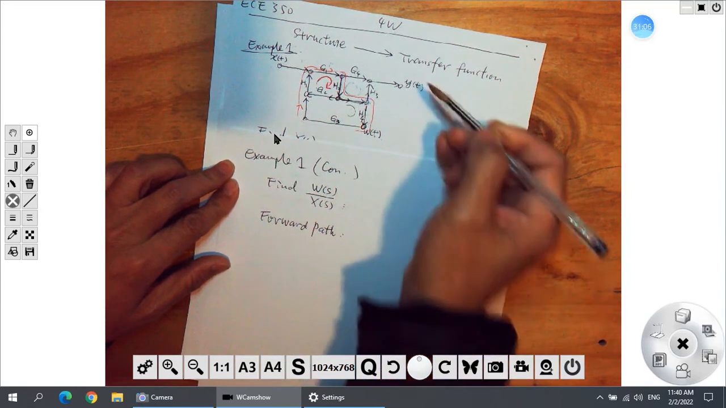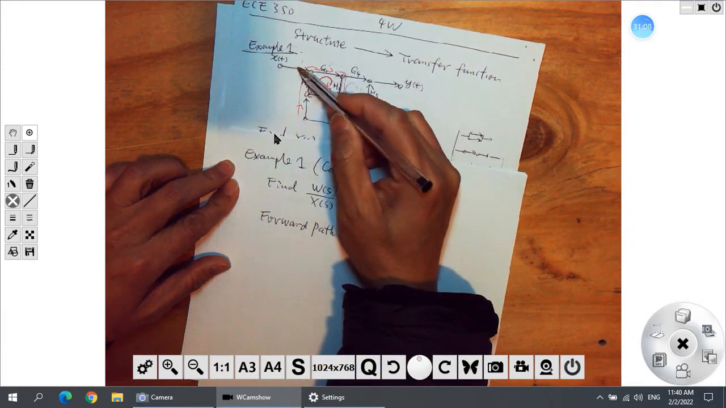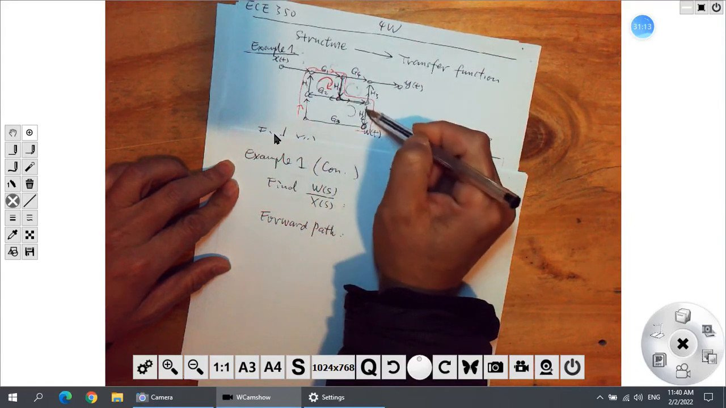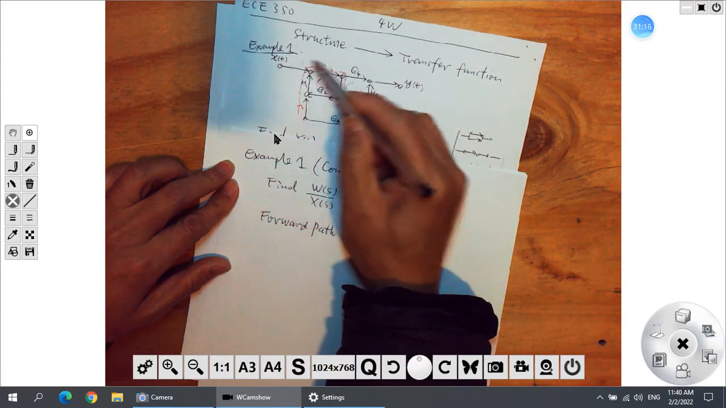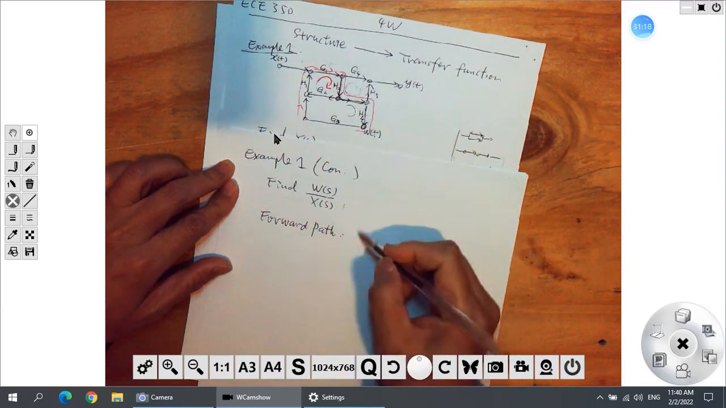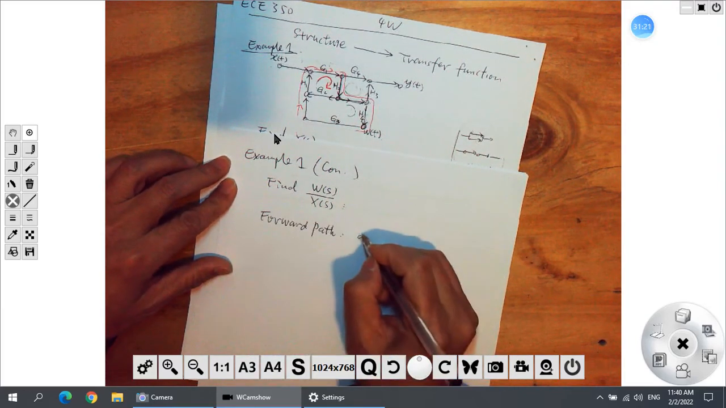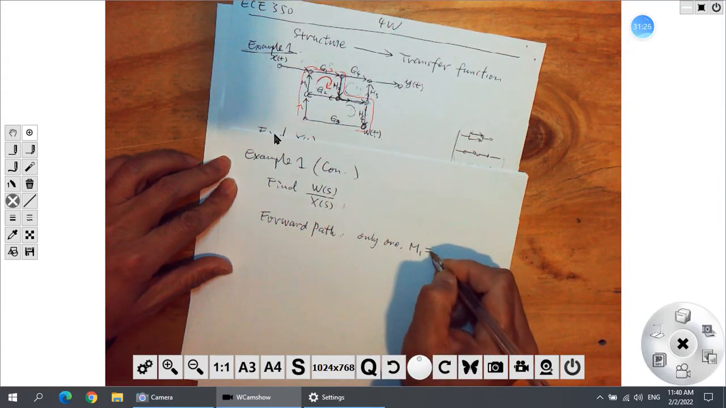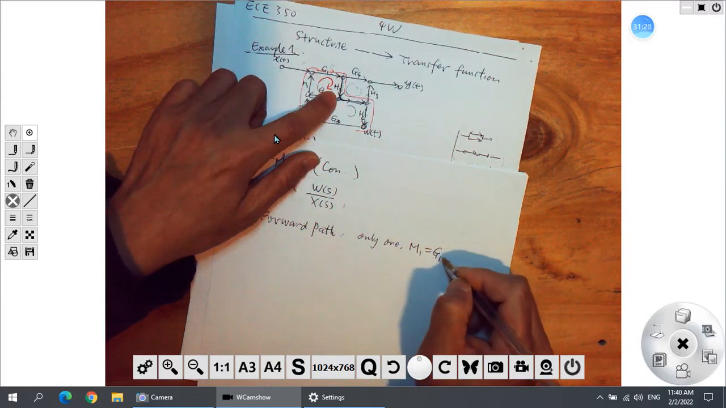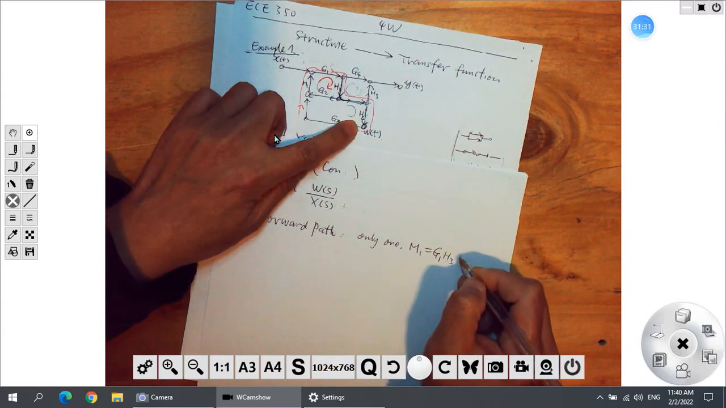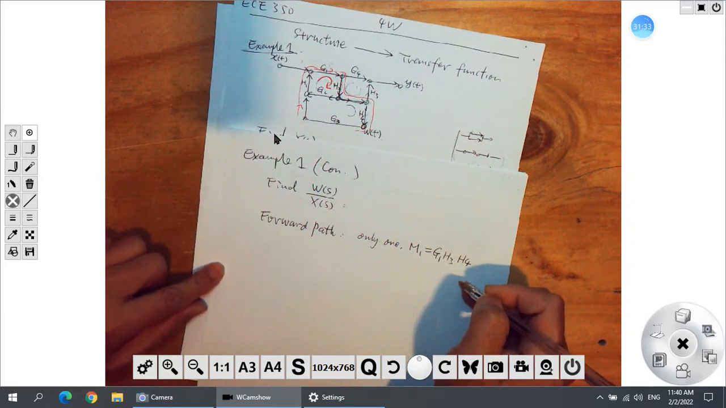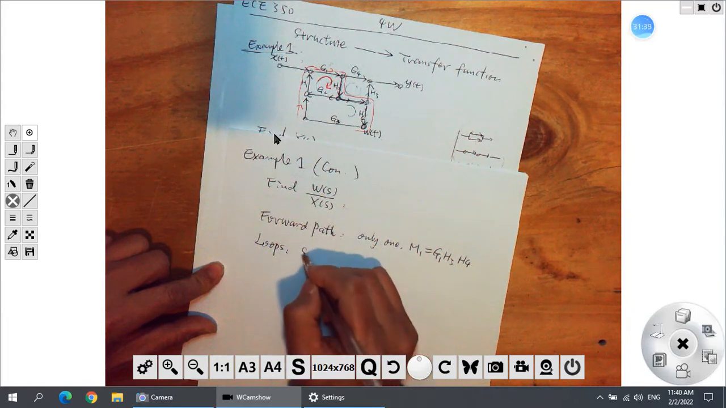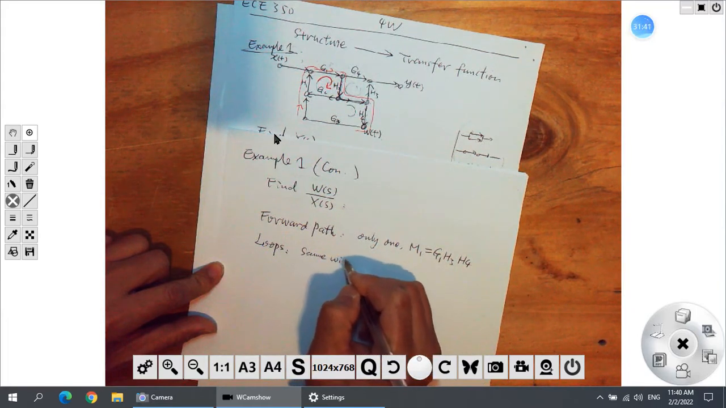How many forward paths do we have? This way. Okay, now just one path, right? Just this, going to here. So it's from x to w. We only have one forward path, M1, that is G1, H3, H4. This is the forward path. And the loops are the same as in the earlier work.